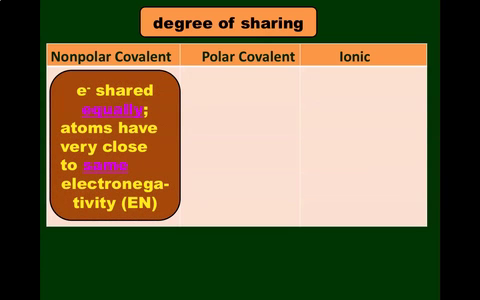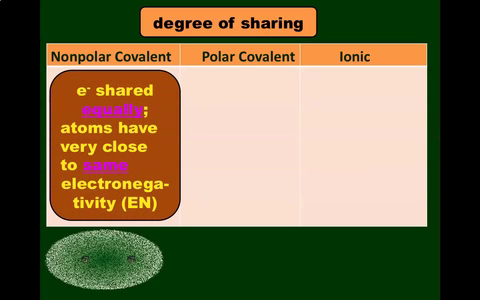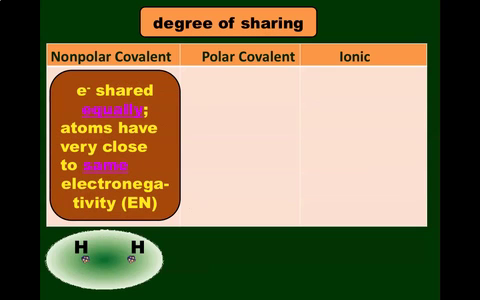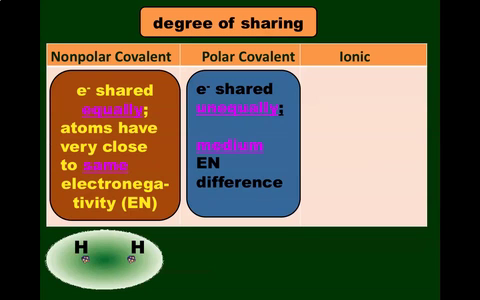So in nonpolar covalent, the electrons are shared equally. The atoms have very close to the same electronegativity, which means how much they want to pull on electrons. And so they pull on them the same, and so they're even. Like 2 H's are obviously the same type of atom, so they have the exact same electronegativity. With polar covalent, the electrons are still shared, but now they're shared unequally, and there's a medium electronegativity difference.